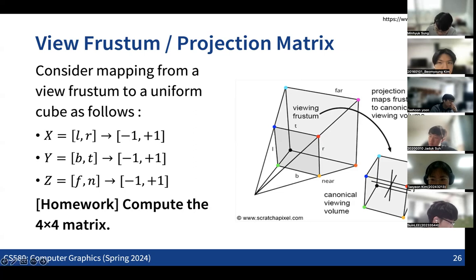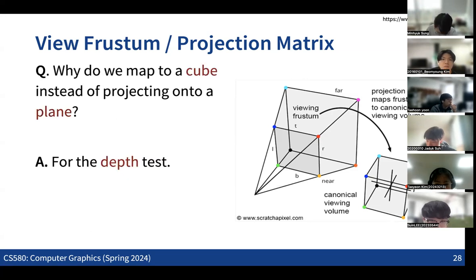But then you might think, why do we need to map the view frustum into the unit cube? Instead of that, we could consider simply mapping everything into the 2D plane, right? So that's what we have seen in the previous slide.